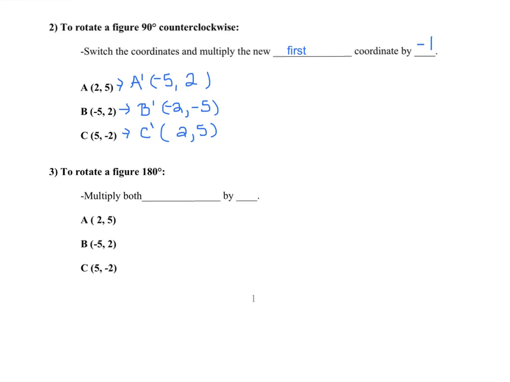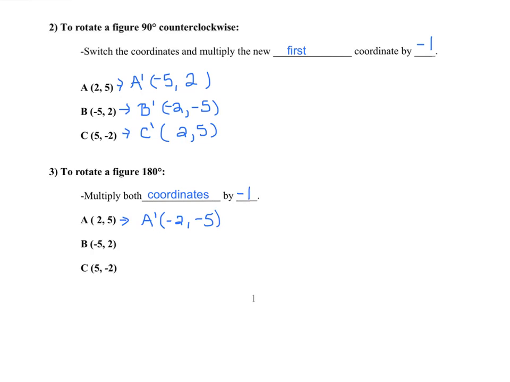Our next one is to rotate a figure 180 degrees. When this happens, we multiply both coordinates by -1. Okay, so let's look at A, (2, 5). If I multiply both coordinates by -1, it would be (-2, -5), because a negative times a positive is a negative.